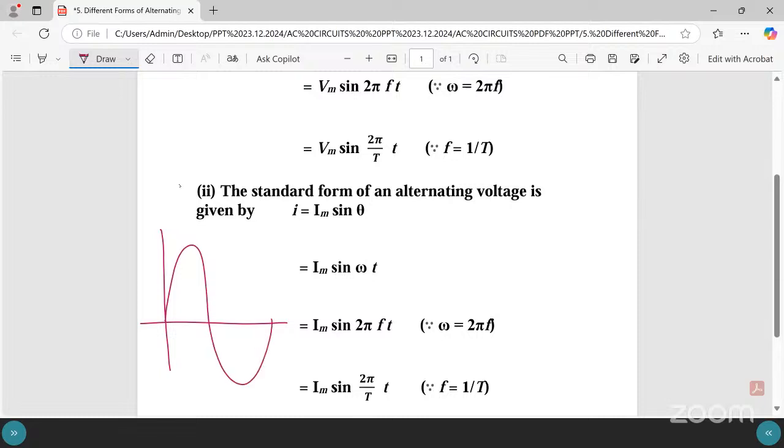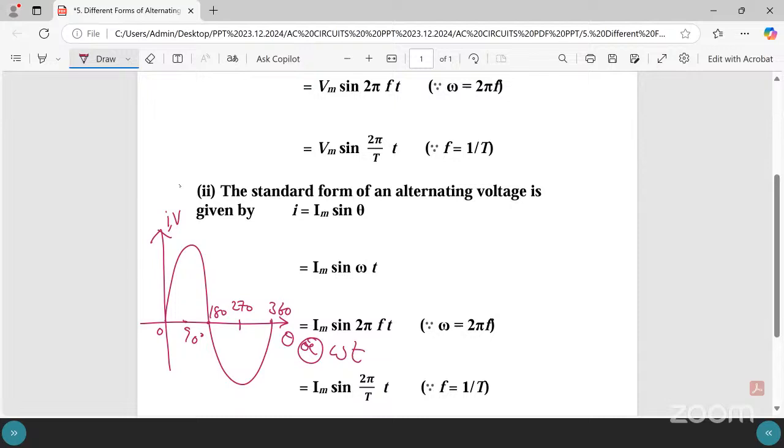This is 90 degrees, 0 degrees, this is 180 degrees, this is 270 degrees. This is the waveform, sine wave, we call it as alternating current or alternating voltage. What is the y-axis? Current or voltage. What is the x-axis? Theta or omega t.